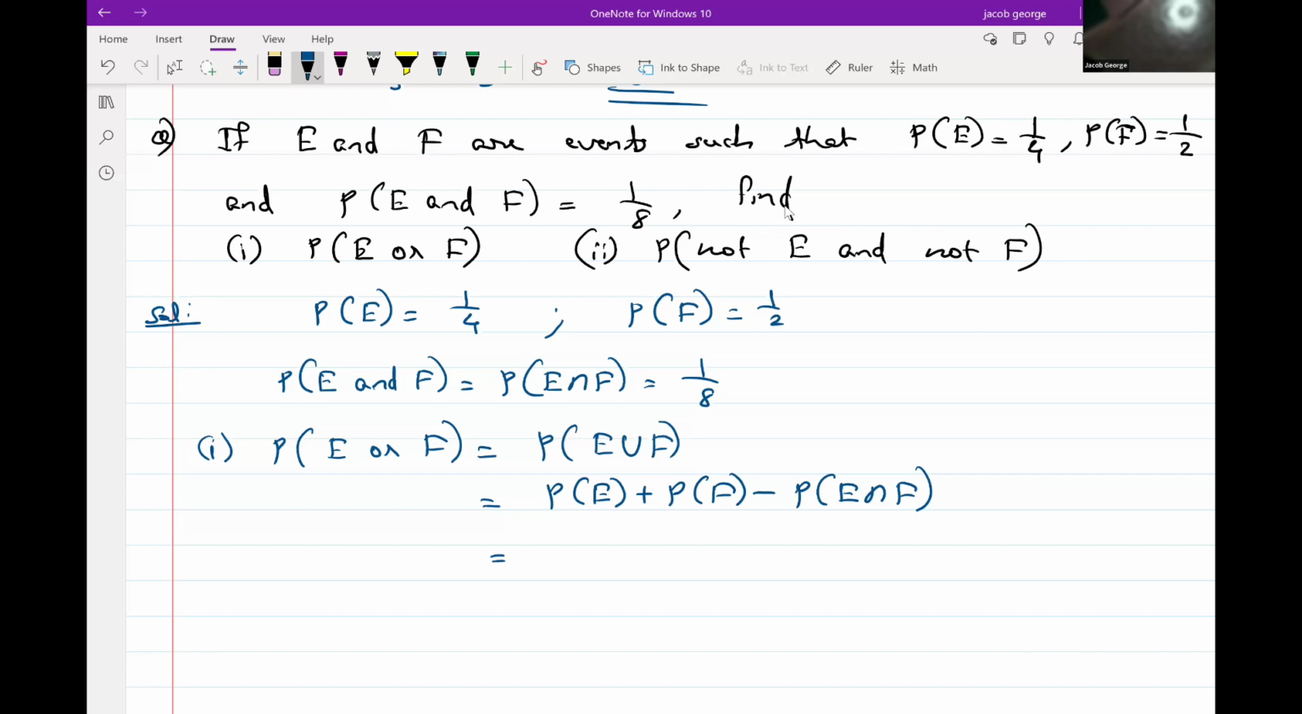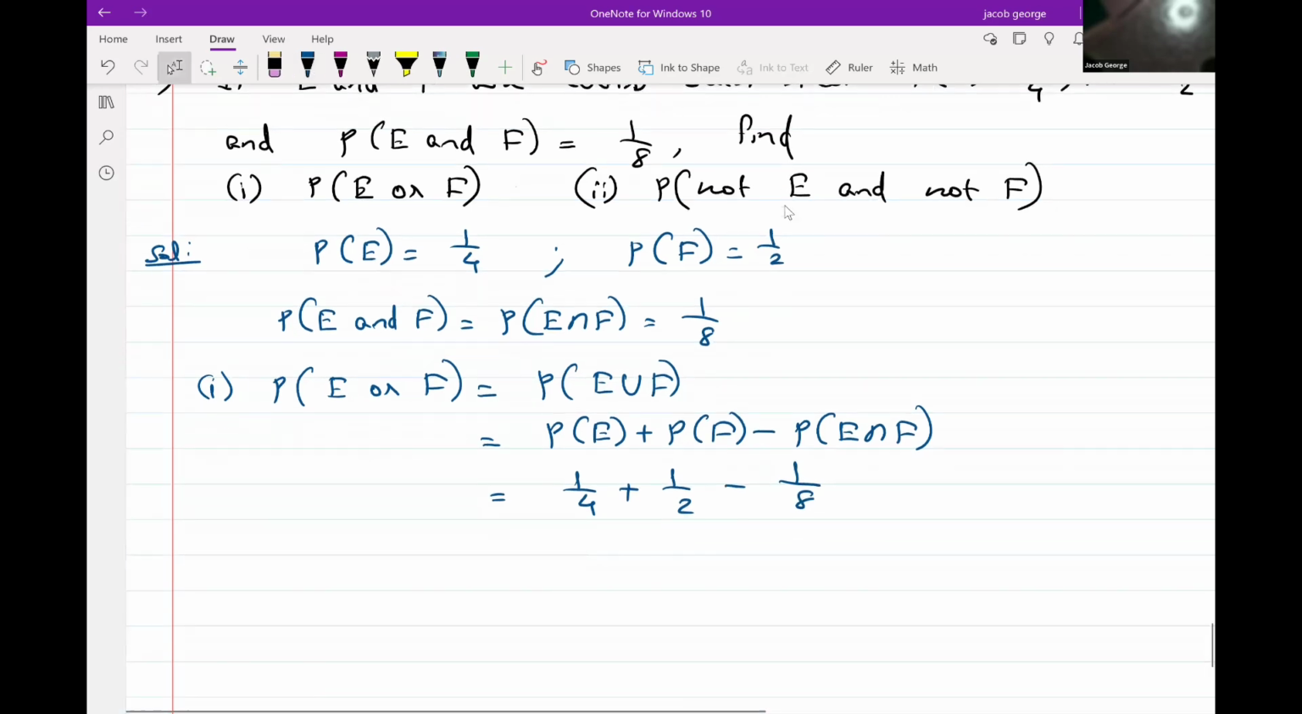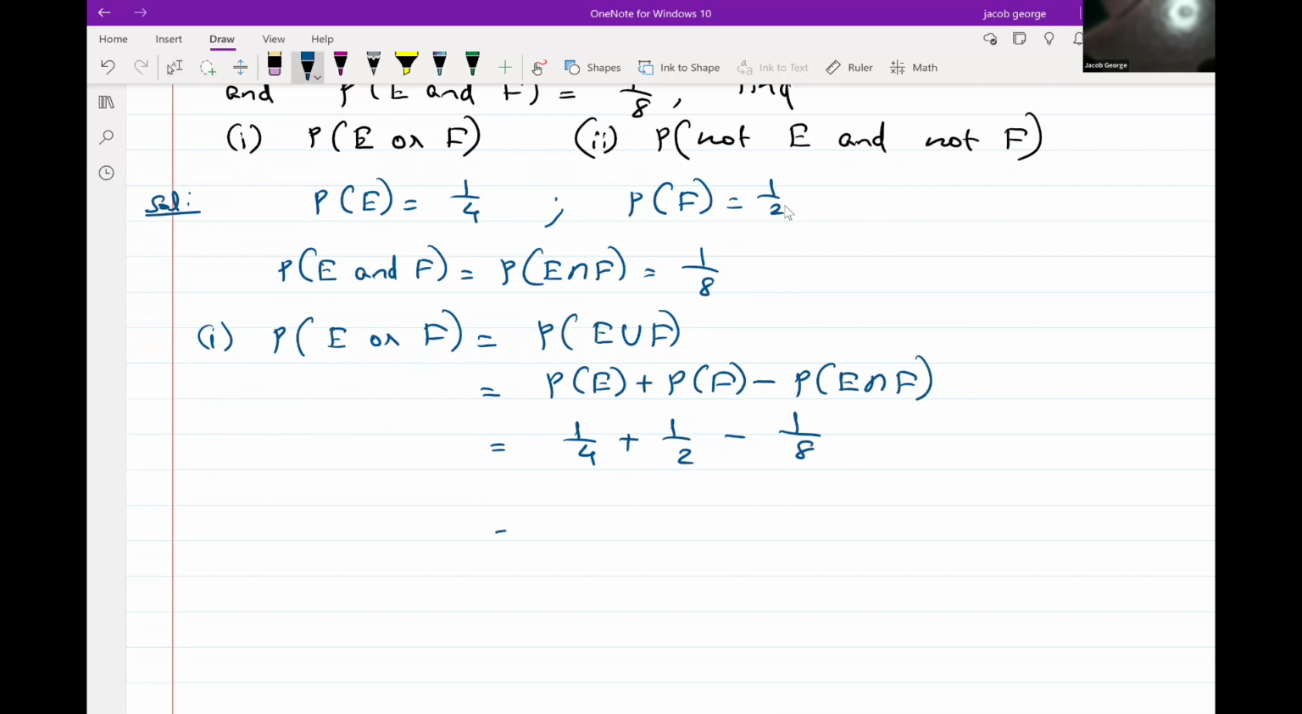Then substitute. P of E is 1 by 4 plus 1 by 2 minus 1 by 8. 8 is the common denominator, so 2 plus 4 minus 1. What is the answer? 5 by 8. So the first answer is 5 by 8. Please write first answer 5 by 8. Then the second one. Did you complete the first one? Any doubt?